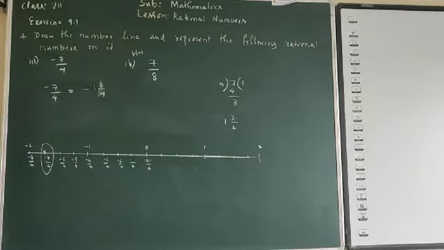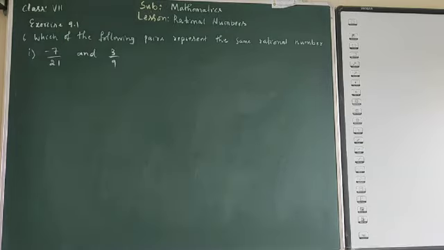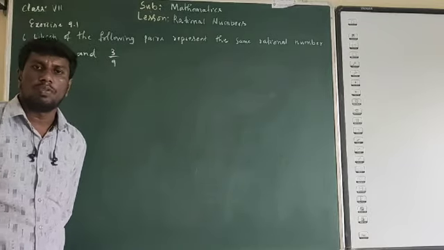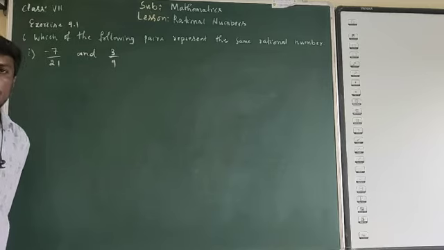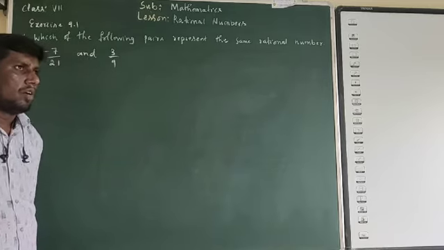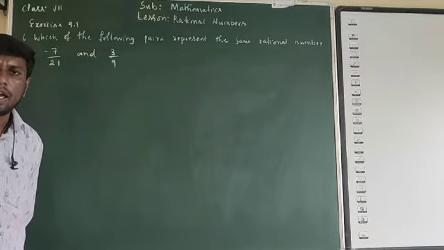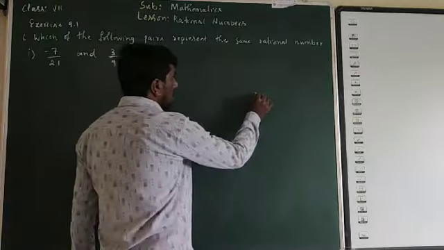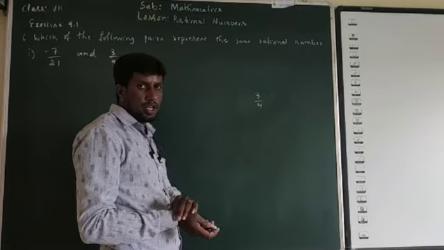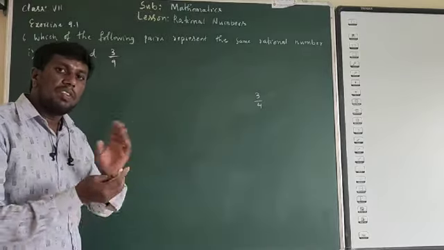So I will go for the next one. Which of the following pairs represents the same rational number? We know about equivalent fractions. Suppose I have 3 by 4. 3 by 4 is one rational number, and I need to write an equivalent fraction of 3 by 4.